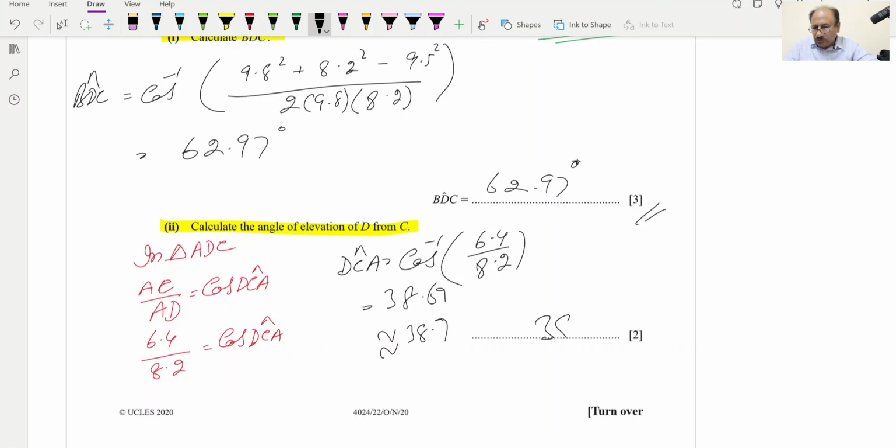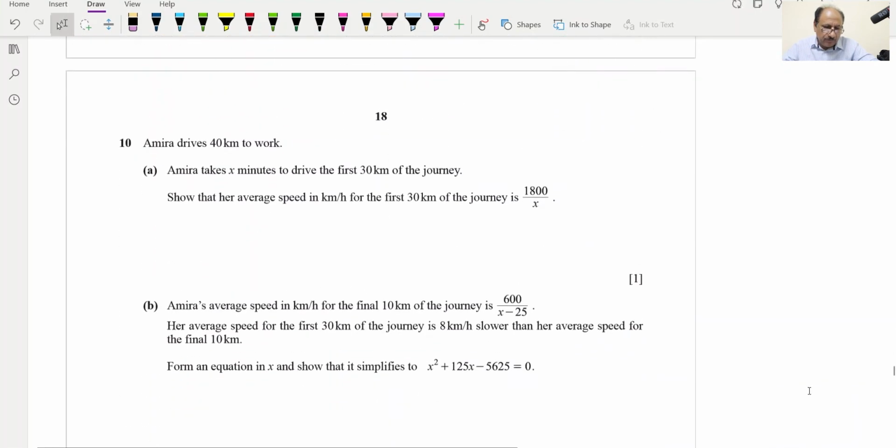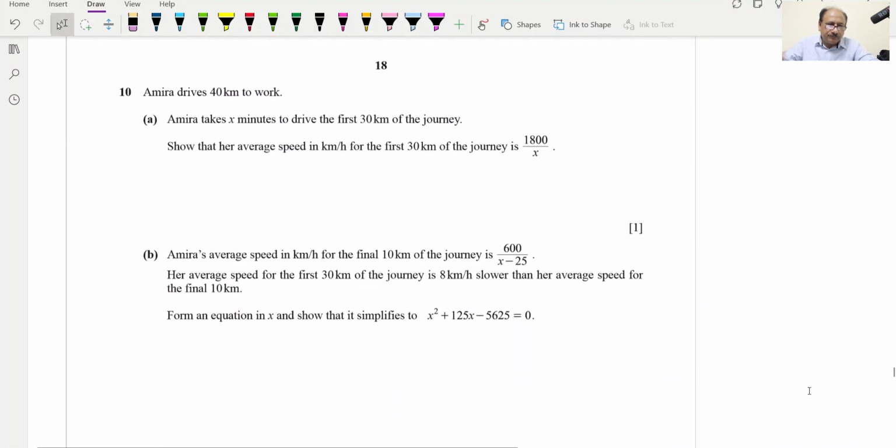So 38.7 will be the answer for 2 marks. Hopefully you understood this. Now question number 10.